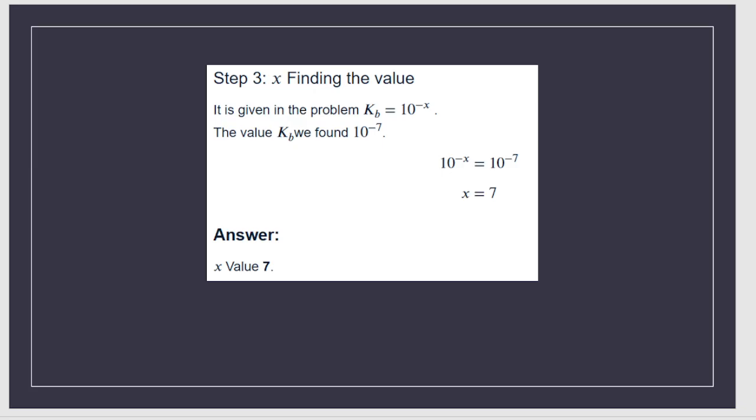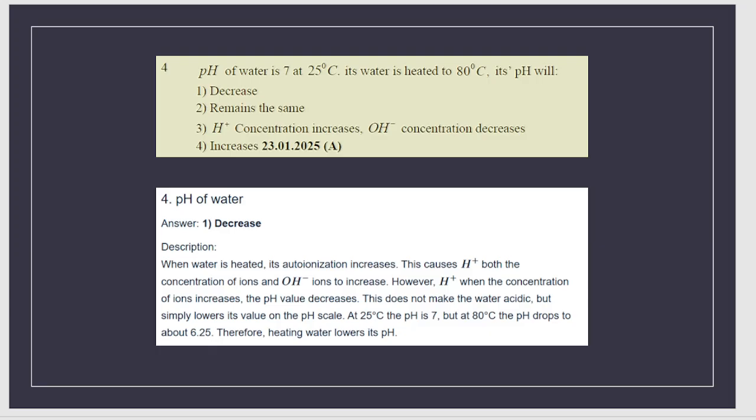Okay, now next one, the pH of water is 7 at 25 degrees centigrade. If the water is heated to 80 degrees centigrade, its pH will be, they are asking for the pH after heating the water. When we heat the water, no doubt the hydronium ion concentration as well as the hydroxide ion concentration increases.